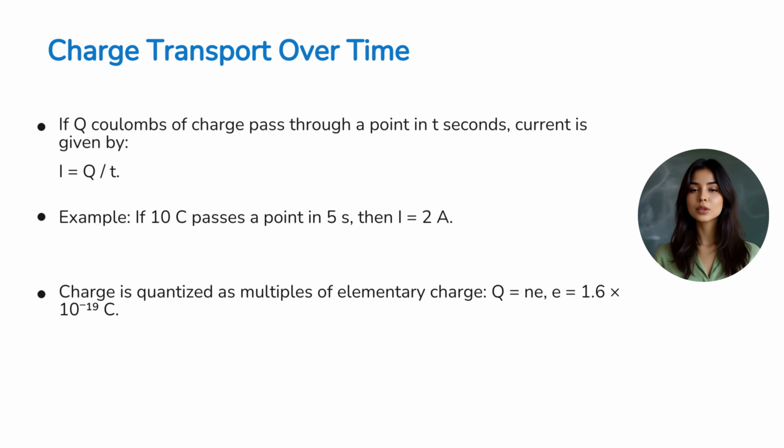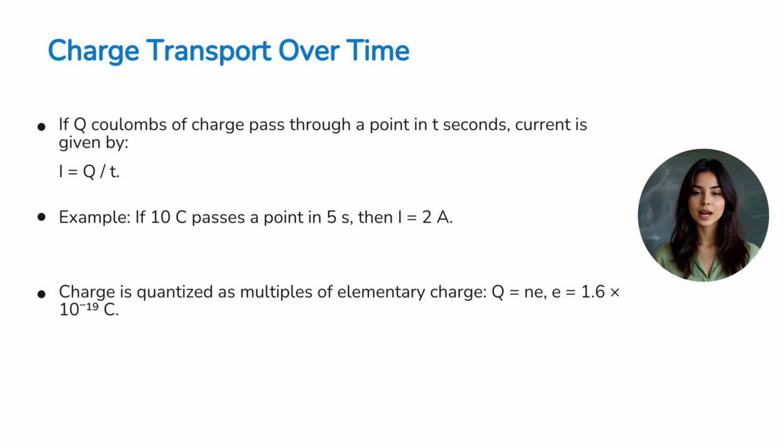Let's get hands-on and connect charge and current with some numbers. If Q coulombs of charge pass through a fixed point in t seconds, current I equals Q divided by t. In words, current equals charge over time. For example, if 10 coulombs of charge flow in 5 seconds, then the current is 10 divided by 5, which is 2 amperes. Easy, right?